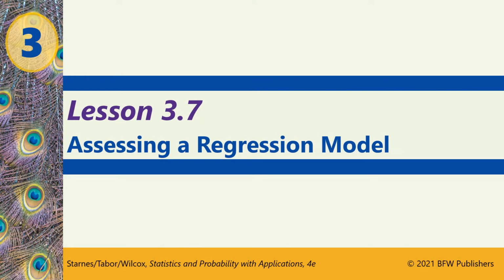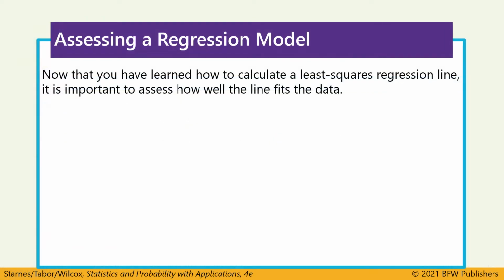Section 3.7, Assessing a Regression Model. Now, we spent pretty much all chapter talking about creating these lines of best fit and least squares regression lines, but we haven't stopped to talk about when it would be appropriate to do that. To figure out if it's appropriate, we need to ask ourselves two main questions.